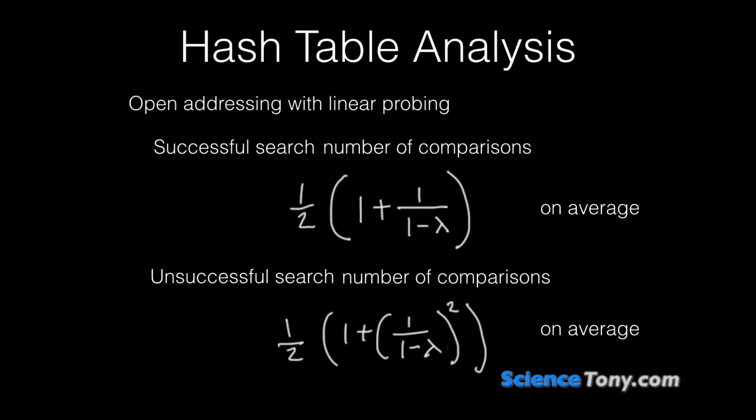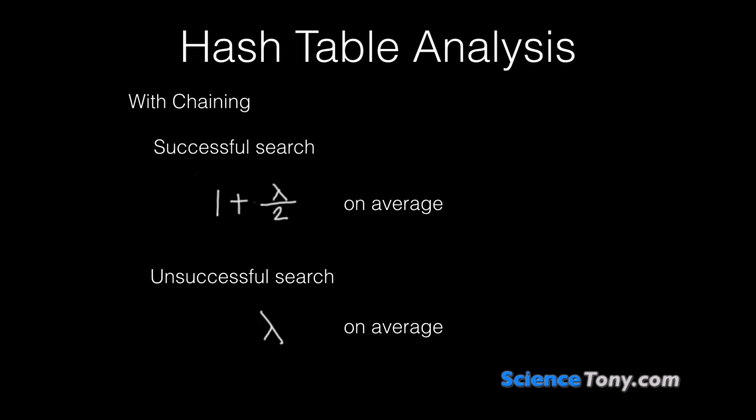For open addressing with linear probing, for a successful search, the number of comparisons is going to be this formula here. And this is an average case. For an unsuccessful search, the number of comparisons is going to be the equation below. And again, that is in an average case. If chaining is being used to resolve the collisions, for a successful search, the comparisons will be this expression on average, and an unsuccessful search is merely just lambda, which is the load factor.